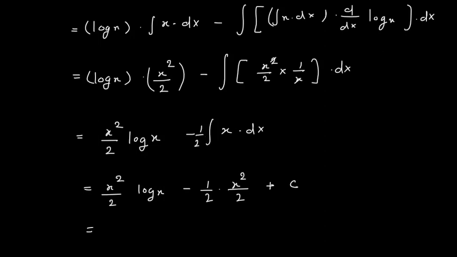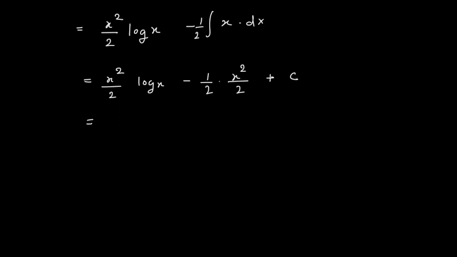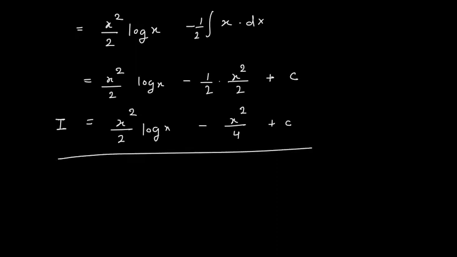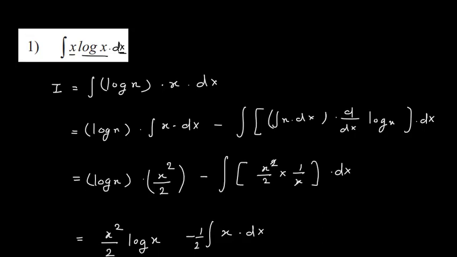So this is equal to, now x square upon 2 is here, here x square upon 4. If you want to take something common, you can take common or keep it as it is, like x square upon 2 into log x minus this x square upon 4, and this is plus constant of integration c. So your I is equal to x square divided by 2 log x minus x square divided by 4 plus c. This is your first problem.